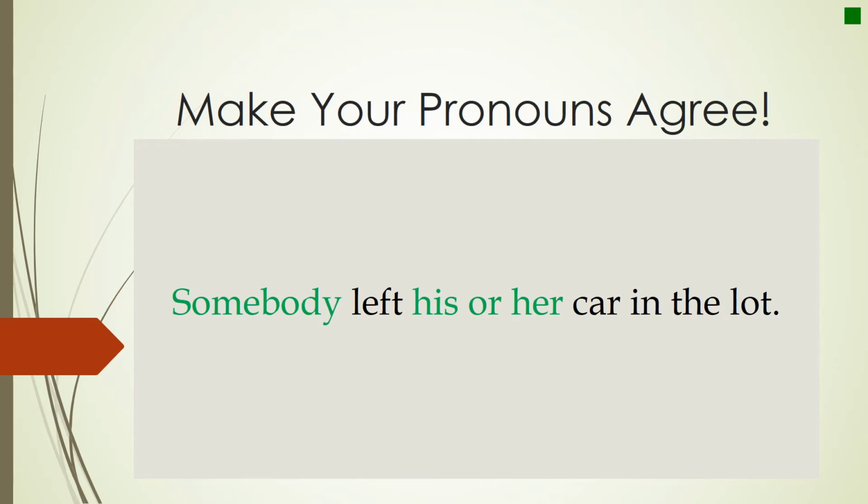Here is the corrected example. Somebody left his or her car in the lot. Because with the word somebody, we don't know the gender of the person, we need both singular pronouns, his or her, or you could say her or his as well, would also be acceptable. But we have agreement here in terms of number, and we also have agreement here in terms of gender, or rather I should say it's gender neutral because we don't know who the somebody is.